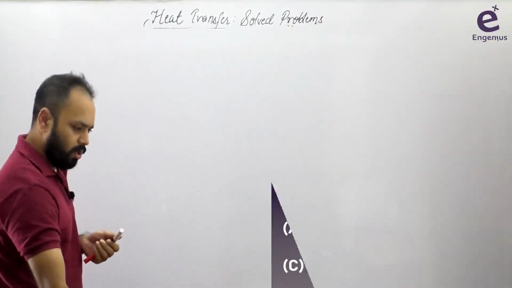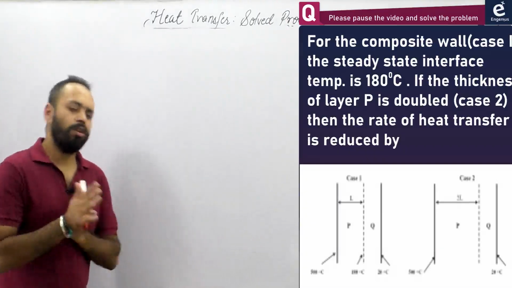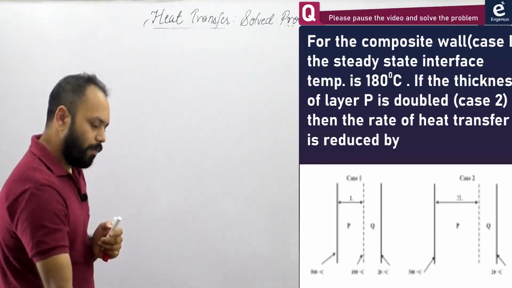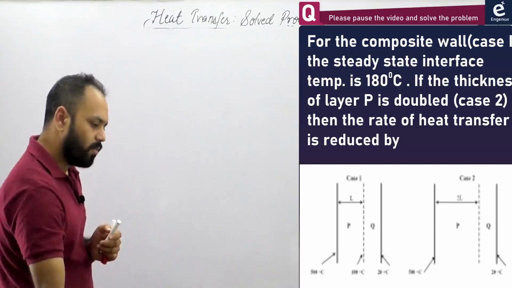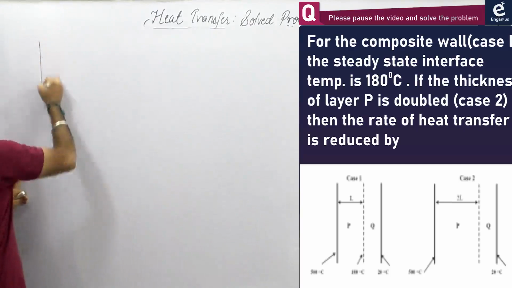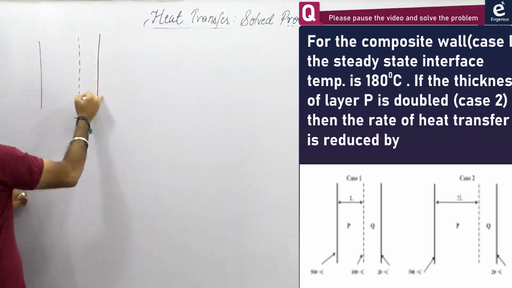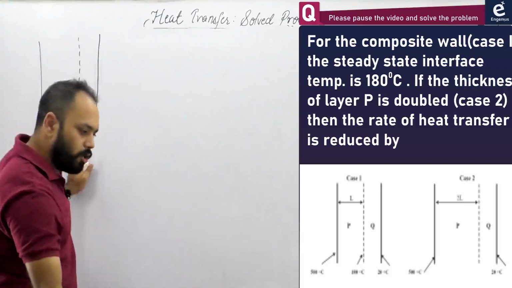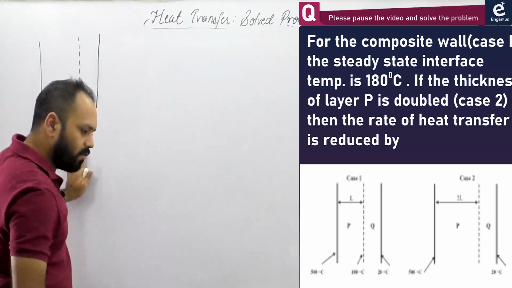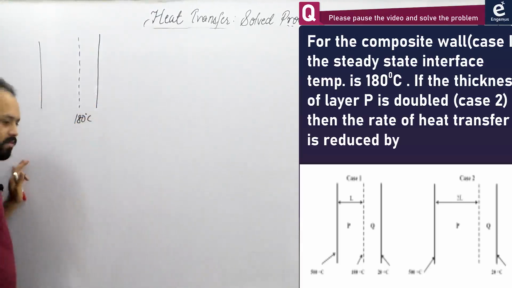This is again a very good question from GATE Chemical Engineering. For the composite wall shown below, case 1, the steady state interface temperature is 180 degrees Celsius. Okay, we have a composite wall. Details इसकी given है. ठीक है? The steady state interface temperature is 180 degrees Celsius. Okay, this is 180 degrees Celsius. This is case 1.